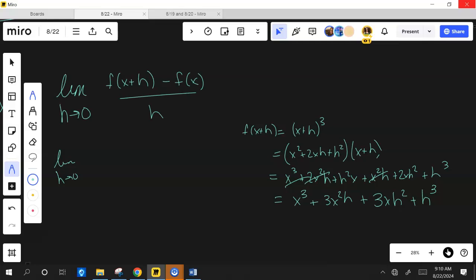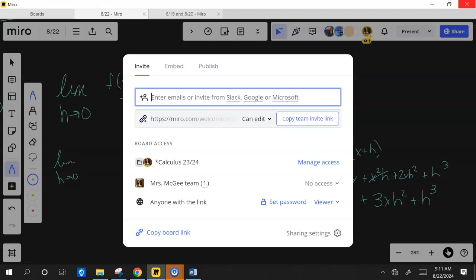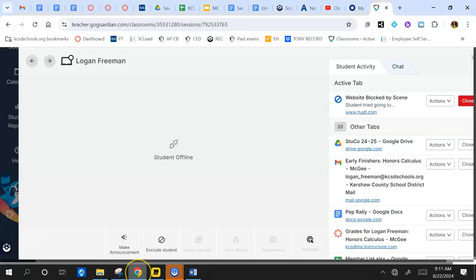Well, I haven't plugged it in yet, right? Because, well, yeah, I had two like terms, the x squared h's and the xh squared. I put it up. Sorry, hold on.